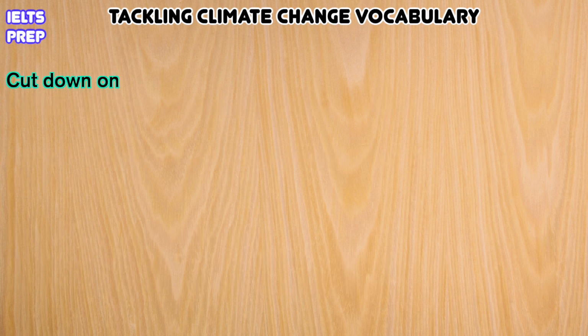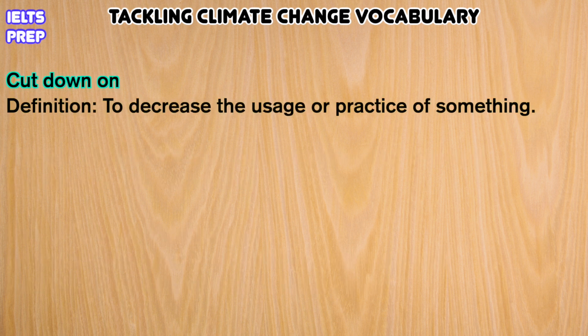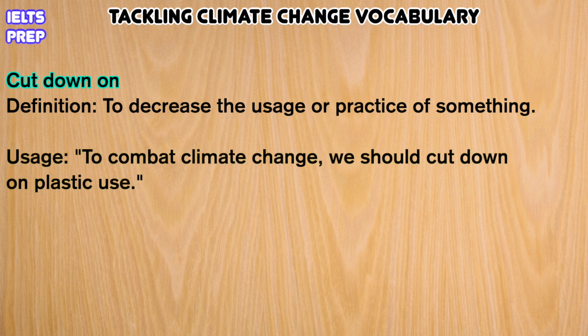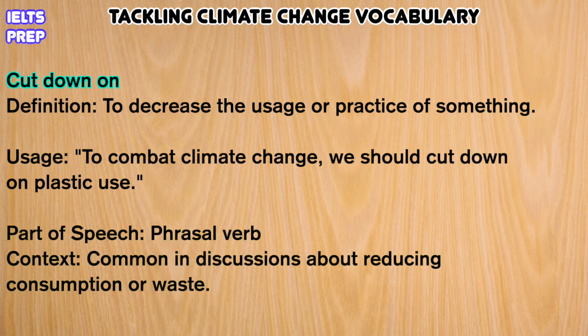Cut down on. Definition: to decrease the usage or practice of something. Usage: to combat climate change, we should cut down on plastic use. Part of speech: phrasal verb. Context: common in discussions about reducing consumption or waste.